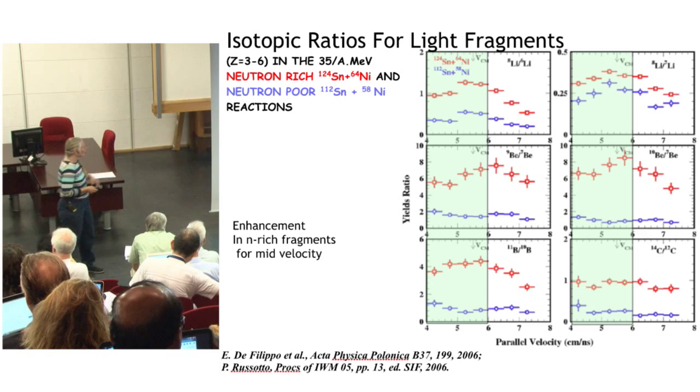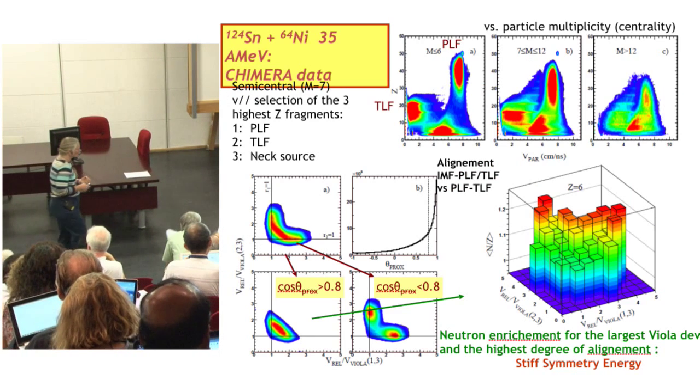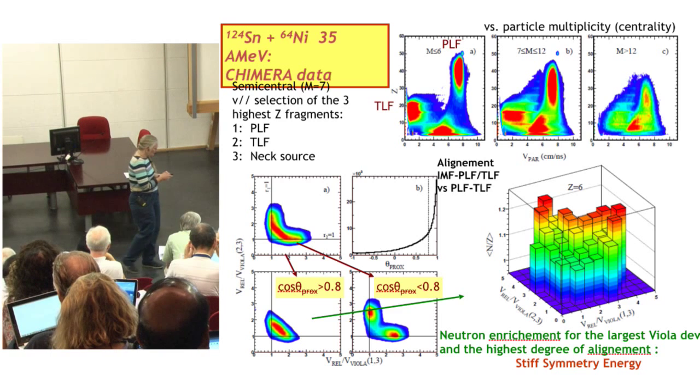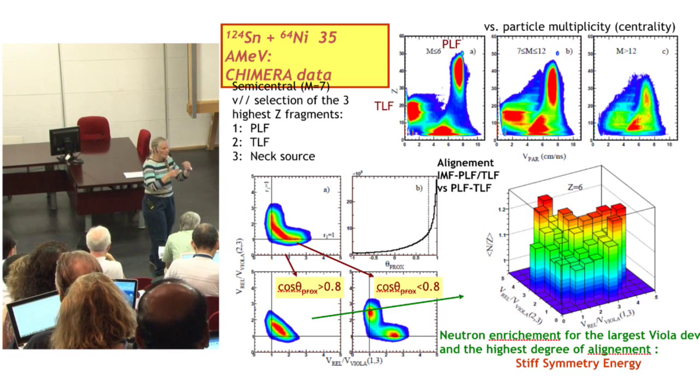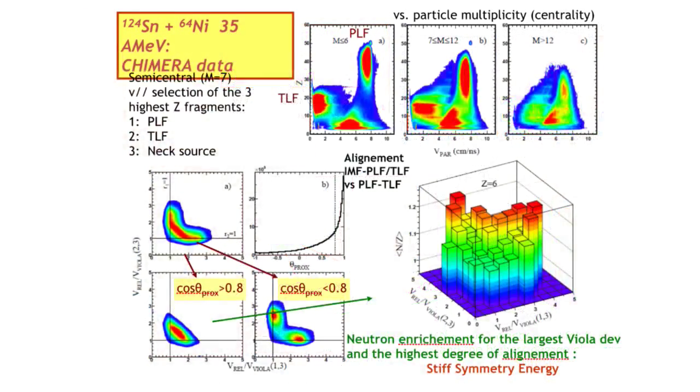Oh, and so here's some very nice data where they have the PLF, the TLF, and the neck-like source. And again, you have this enrichment. You have the biggest enrichment when you're aligned, much like you saw with the Indiana data, and then you can see this alignment and the neutron enrichment, and an agreement again sort of with a stiff symmetry energy.